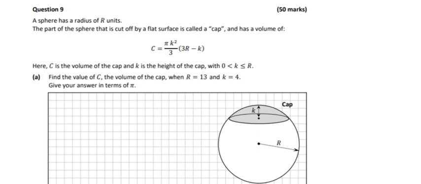Hi folks, this is question 9. So the first bit is quite easy really. We're just going to put a 13 in instead of R, and we're going to put a 4 in instead of K.